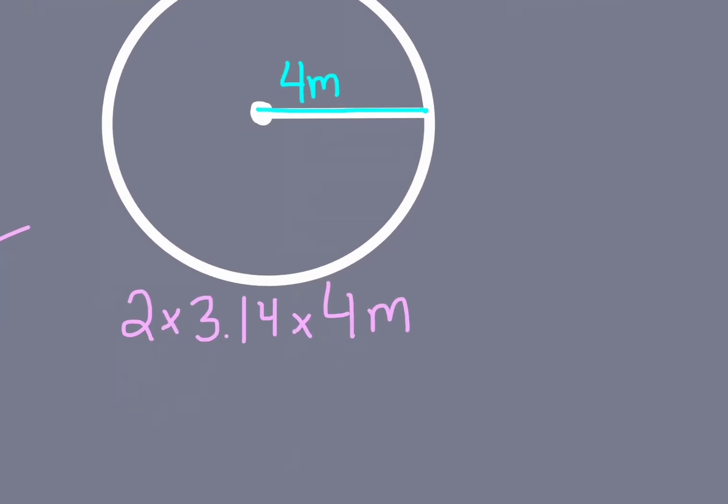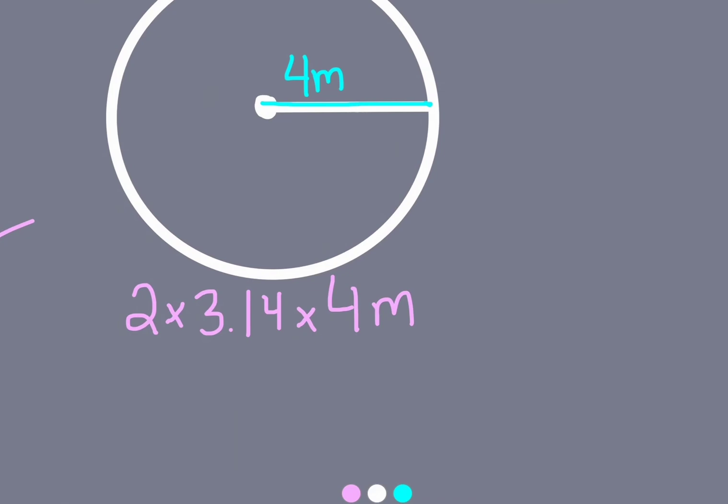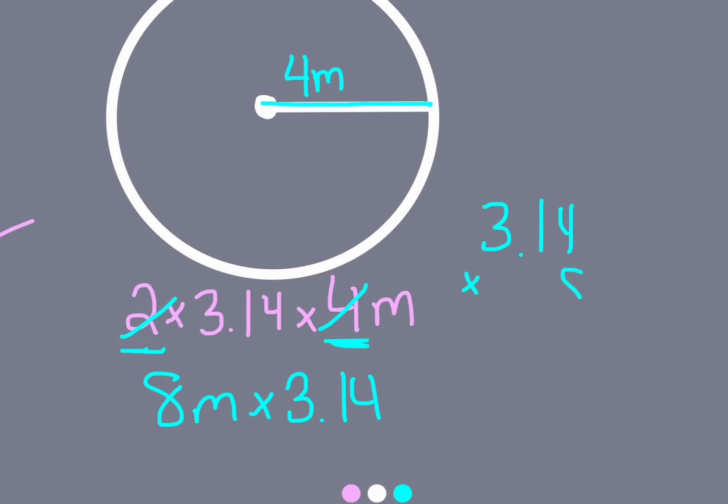Now what I like to do is I like to go ahead and multiply the non-decimals. So I'll do 2 times 4, which is 8 meters, and then I'm going to multiply by 3.14. The reason I do that is because I only have to multiply with the decimals one time if I do that, but if I do 2 times 3.14, I'd have a decimal and then multiply that by 4. That's another decimal. So I would have 3.14 times 8.